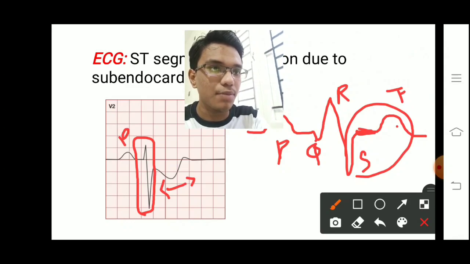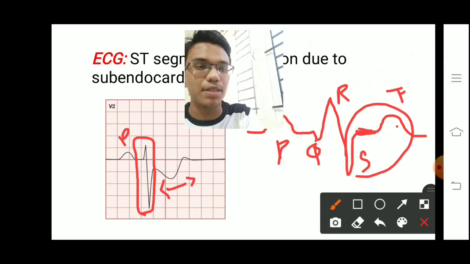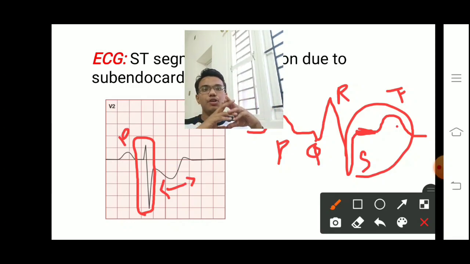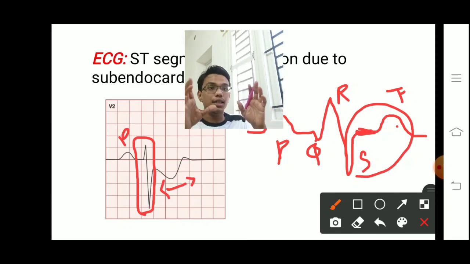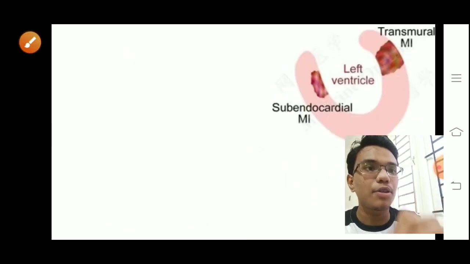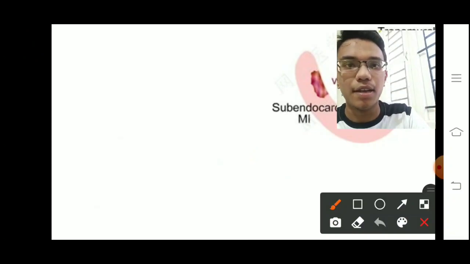The isoelectric segment is straight, but here it is actually depressed. So this ST segment depression is the characteristic feature of subendocardial ischemia. Okay, now the question arises, what is subendocardial ischemia? So let me draw a diagram now.